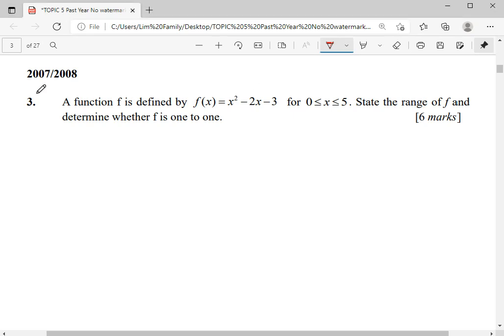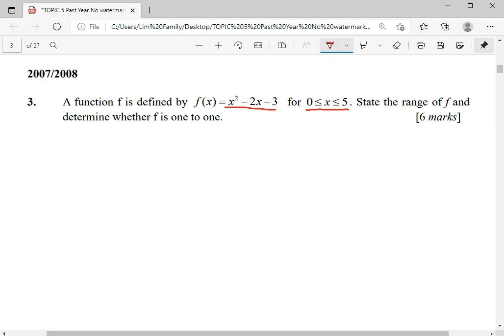So for function number 3, the function is a quadratic function, but we have to be careful here. This quadratic function is not taking the whole general quadratic graph. It is taking from the point 0 to 5 only, a condition. So this question has a condition. They want the graph, the part from 0 to 5. So state the range and hence determine whether this function is 1 to 1 or not.